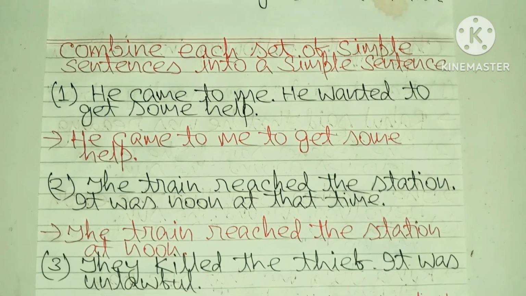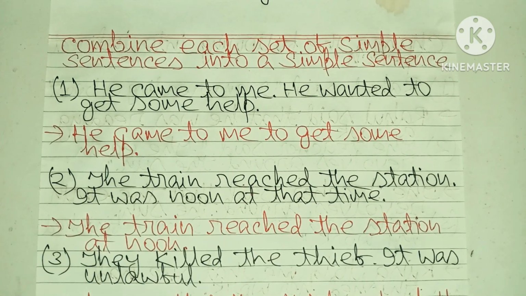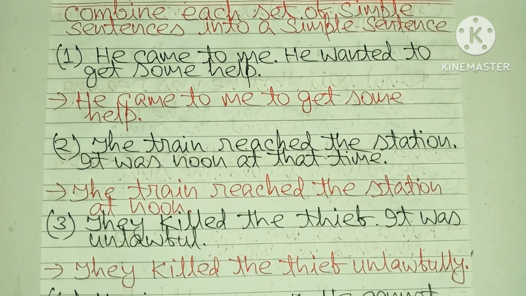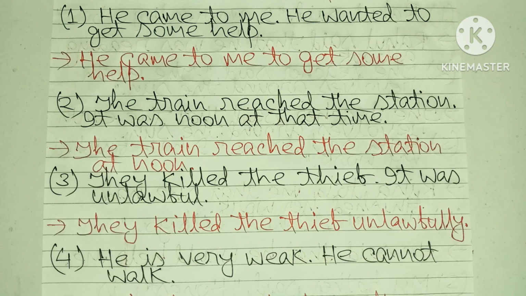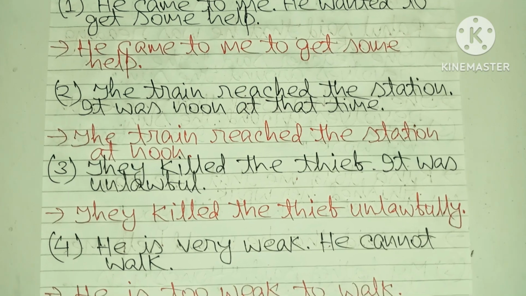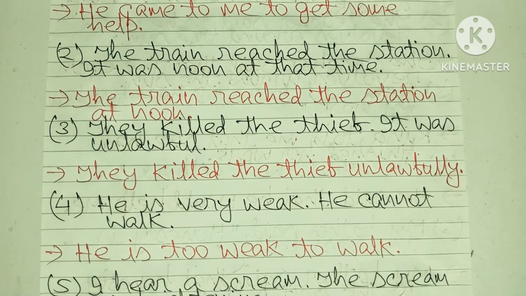Number 1. He came to me. He wanted to get some help. Answer. He came to me to get some help. Number 2. The train reached the station. It was noon at that time. Answer. The train reached the station at noon.